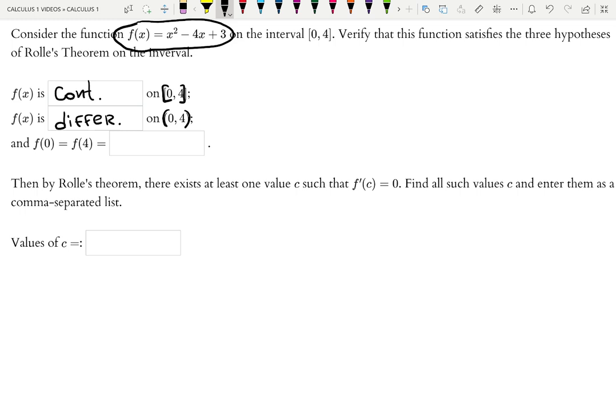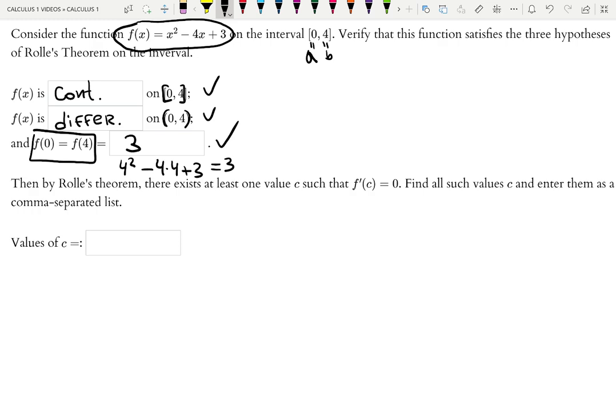including endpoints. After this, we need to check that f of 0 and f of 4 give you the same answer. That means we want the endpoints to have the same height at 0 and at 4. Well, at 0 we have 3, that's easy to calculate. And at 4 we have 4 times 4, 16, minus 4 times 4, which is 16, plus 3, that's also 3. So check mark, check mark, check mark.